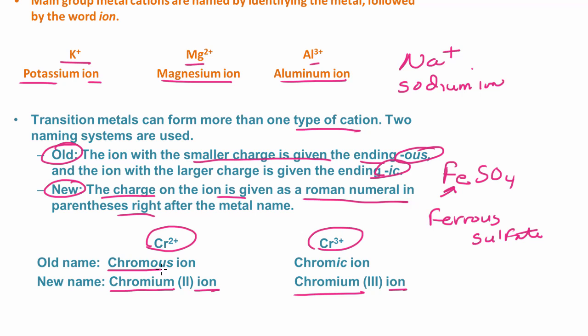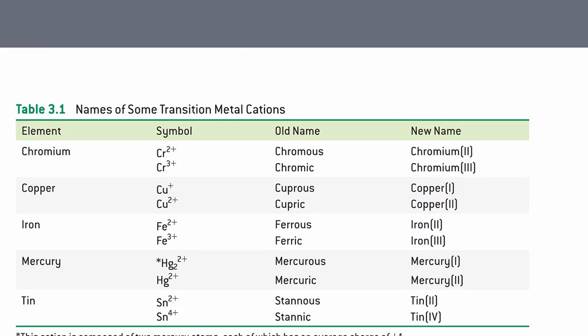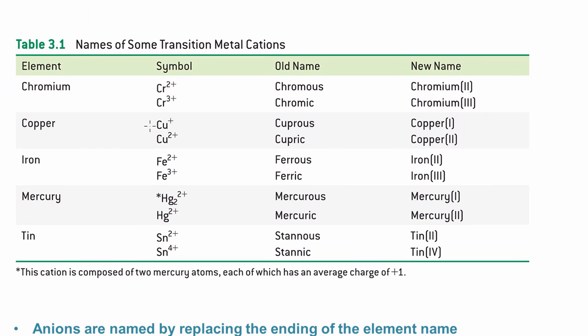So here we have chromium 2 ion. The old system, we would name it chromous ion. And chromium 3 ion would be named chromic ion. It has the higher charge, so it gets the IC suffix. Here's a table with some of the more common transition metal cations, and it shows both the old and the new names. So here, copper can have a +1 or a +2.